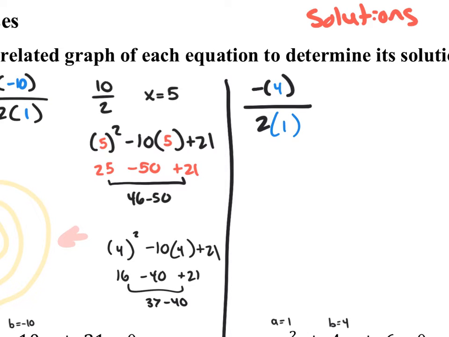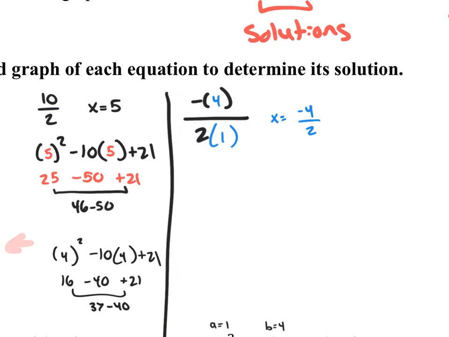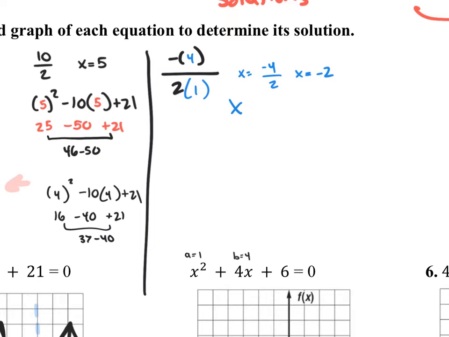And our a was 1. So the x-coordinate of our vertex is negative 4 divided by 2. So we get an x-coordinate of negative 2. I'm going to draw up my table. In my table, negative 2 goes right in the middle.